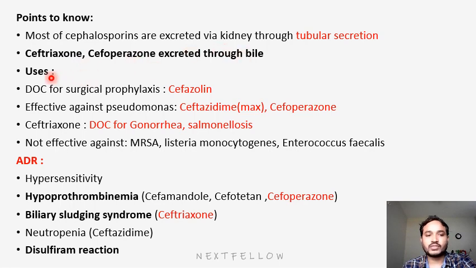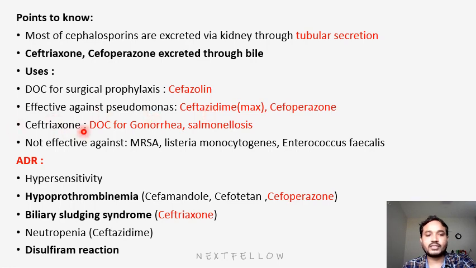Next, uses of cephalosporins. The drug of choice for surgical prophylaxis is cefazolin, a first generation drug. Next, effective against Pseudomonas will be ceftazidime, which is third generation, and cefoperazone, third generation. Among these two, ceftazidime is the most effective.